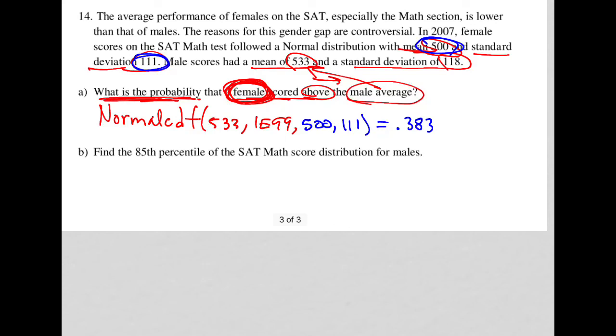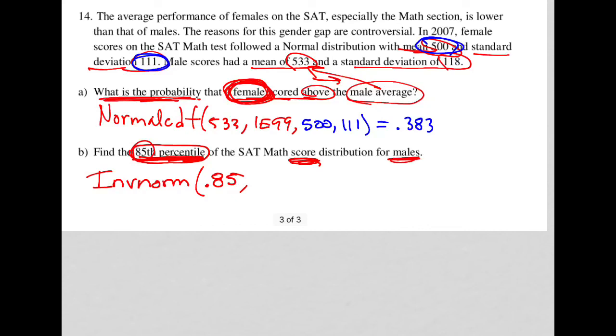So, all right, moving on to letter B, the last one. Find the 85th percentile. We have the percentile. It's 85. So if we have it, we're trying to figure out what score is going to give us 85% below that number. So percentile, remember, is already to the left. So we're going to use inverse norm because we have the number, or the percentile. You have to put in the percent to the left, which percentile already is. And this is for males. So we're going to use our male mean, which is 533, and our male standard deviation, which is 118.